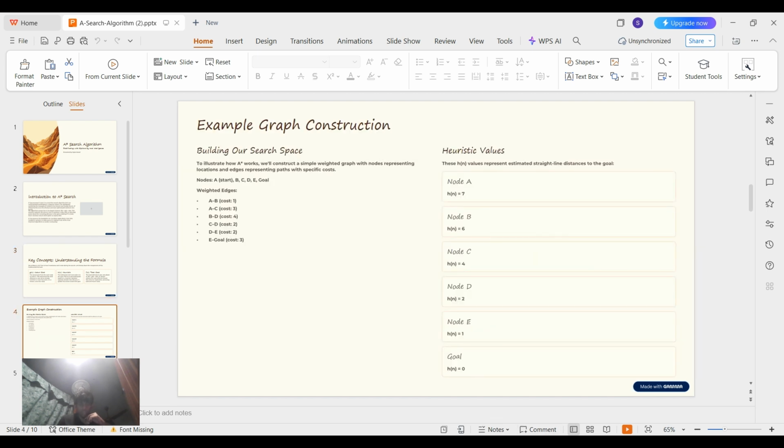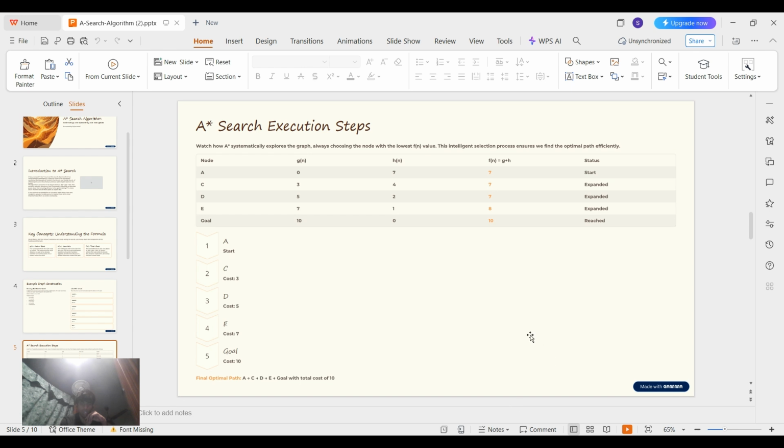The next slide is example graph construction. To see how A-star works, let's look at a small example graph. We have nodes A, B, C, D, E, and the goal. Each edge between them has a cost. For example, A to B has cost 1 and A to C is 3. Each node also has a heuristic value which represents the estimated distance to the goal. For instance, h(A) = 7 and h(E) = 1. This setup allows A-star to compare possible paths and select the one that minimizes the total estimated cost.